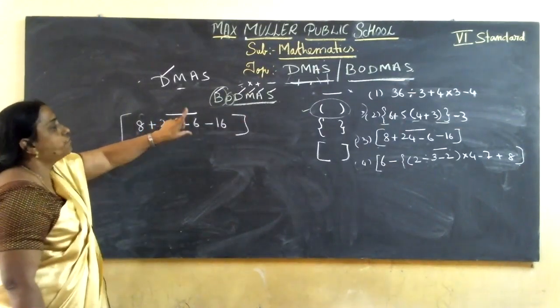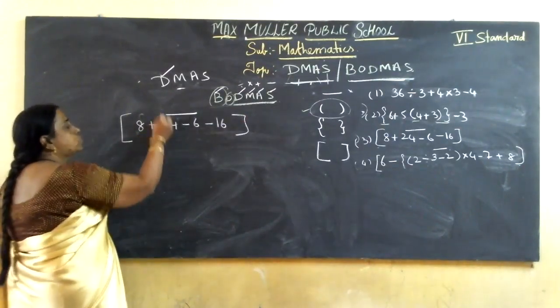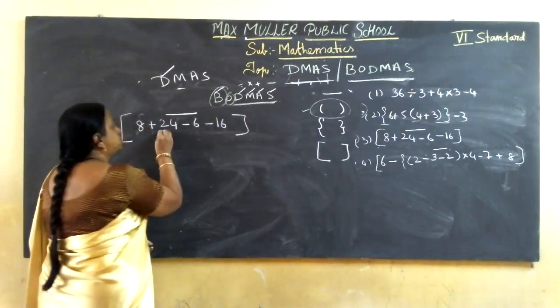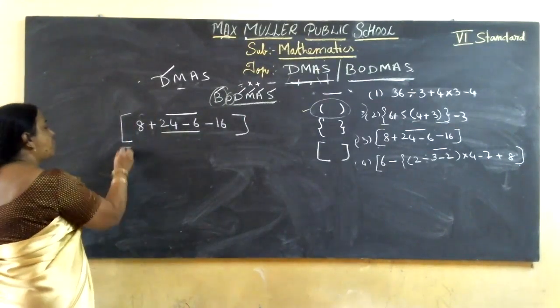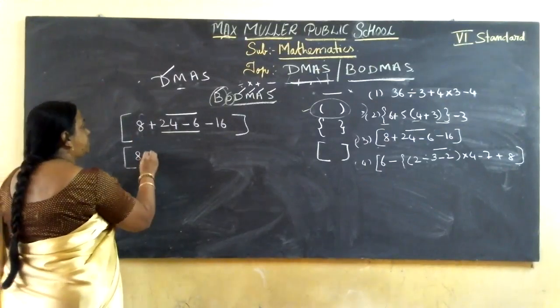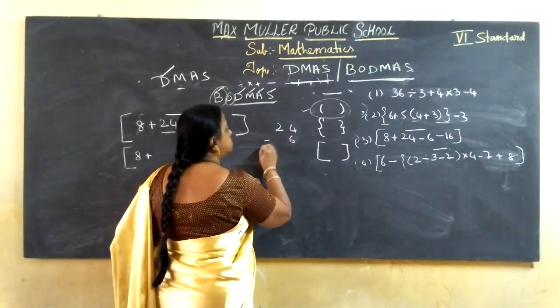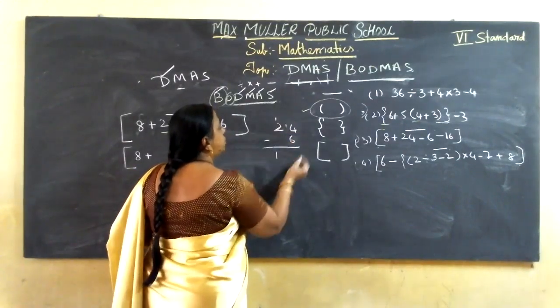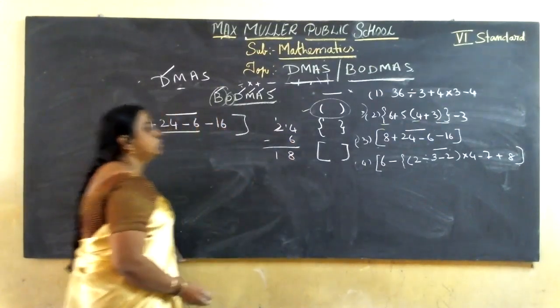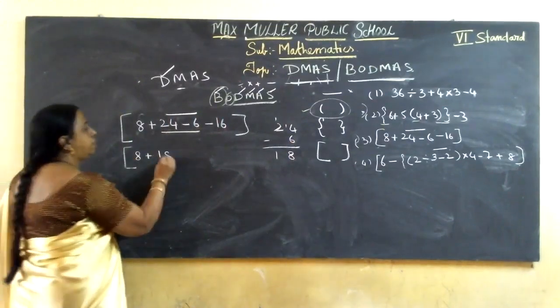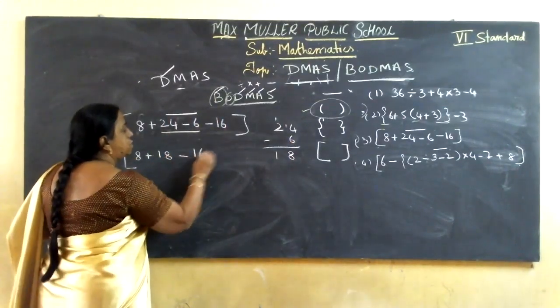The bar is there. So first, what should you do? First, solve from here to here. The remaining, copy as it is: open square bracket. 8 plus 24 minus 6 is how much? 24 minus 6 is 18. 18 minus 6, 8. So you got what? 18. 18 minus 16. Now close.